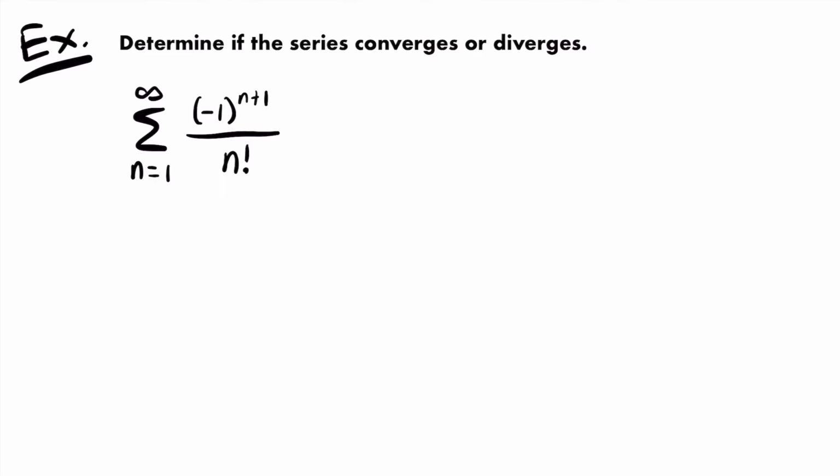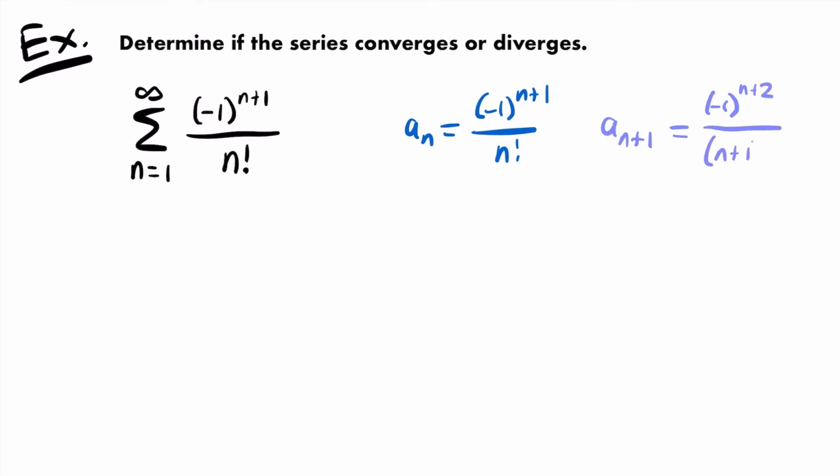So if we're going to use the ratio test, we need to identify a sub n. In this case, that is -1 to the power of n plus 1 divided by n factorial. And then we also need to write out a sub n plus 1. So we're going to have this same expression, which came from our series, but we're going to replace n with n plus 1. So this will be equal to -1 to the power of n plus 1 plus 1, but 1 plus 1 is 2, so this power is just n plus 2. So we'll have n plus 2, and that is divided by (n plus 1) factorial.